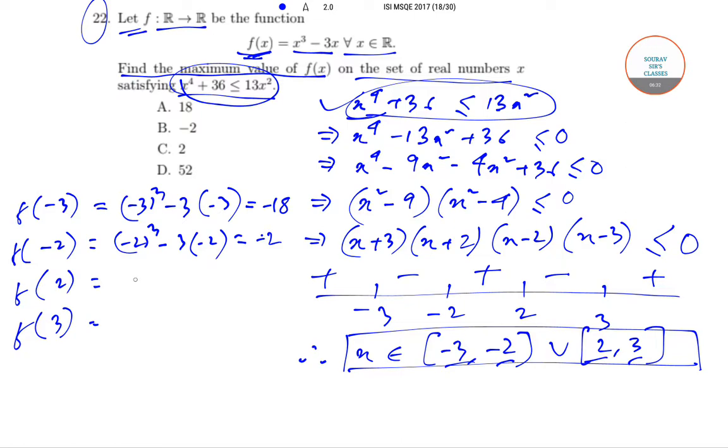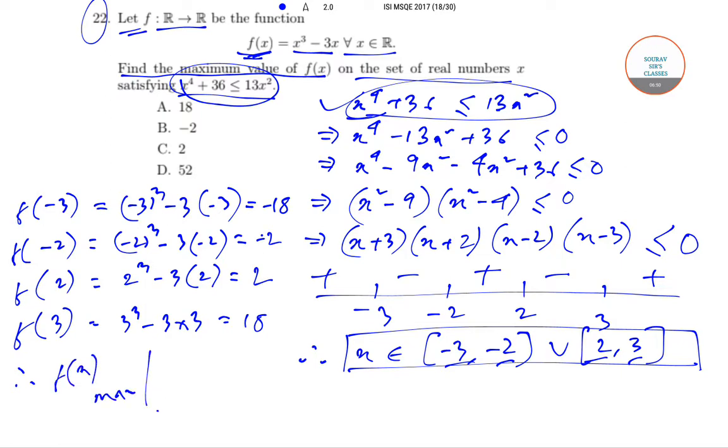Now f(2) will be given by 2^3 - 3 times 2. This will be 8 - 6, it will be equal to 2. And f(3) will be given by 3^3 - 3 times 3, that is 27 - 9, that will be equal to 18. So f(x) max required will be equal to 18, which is the option A.